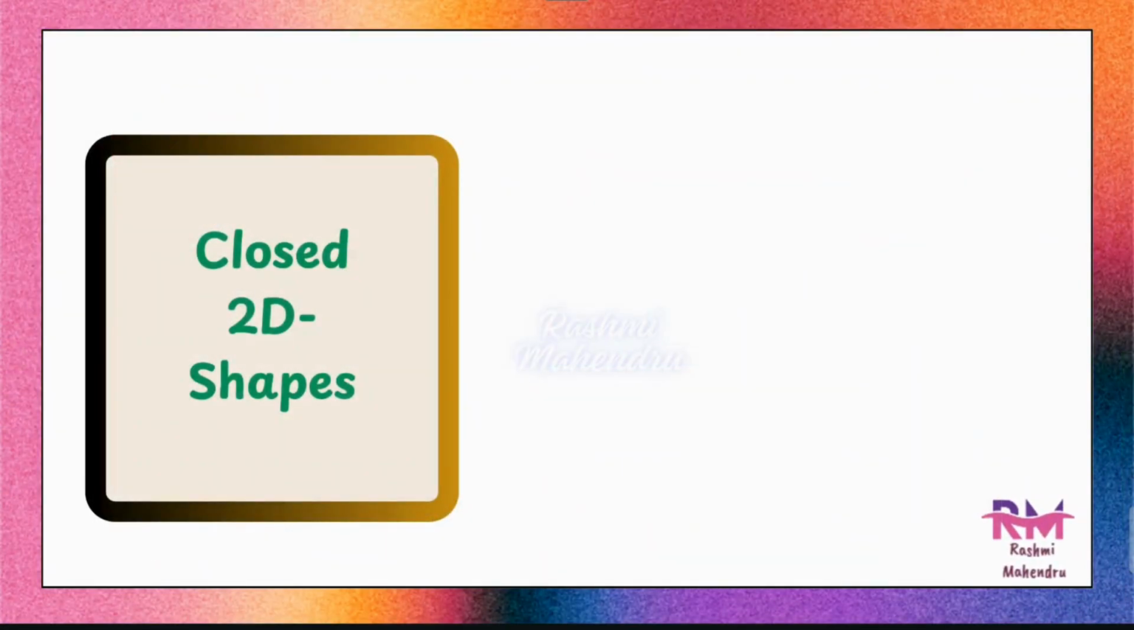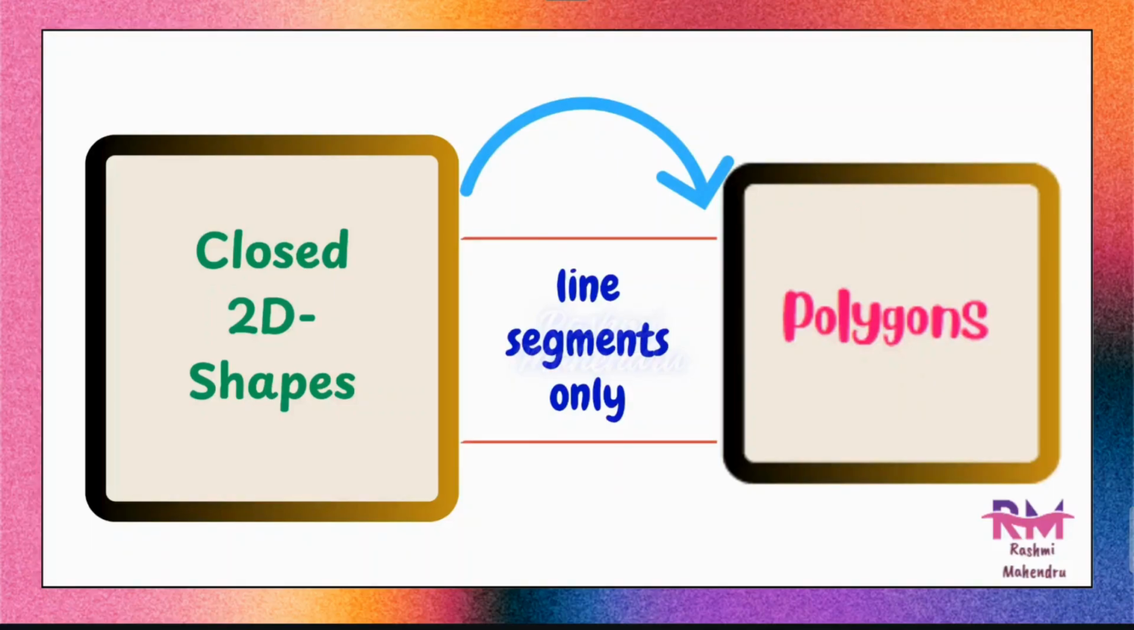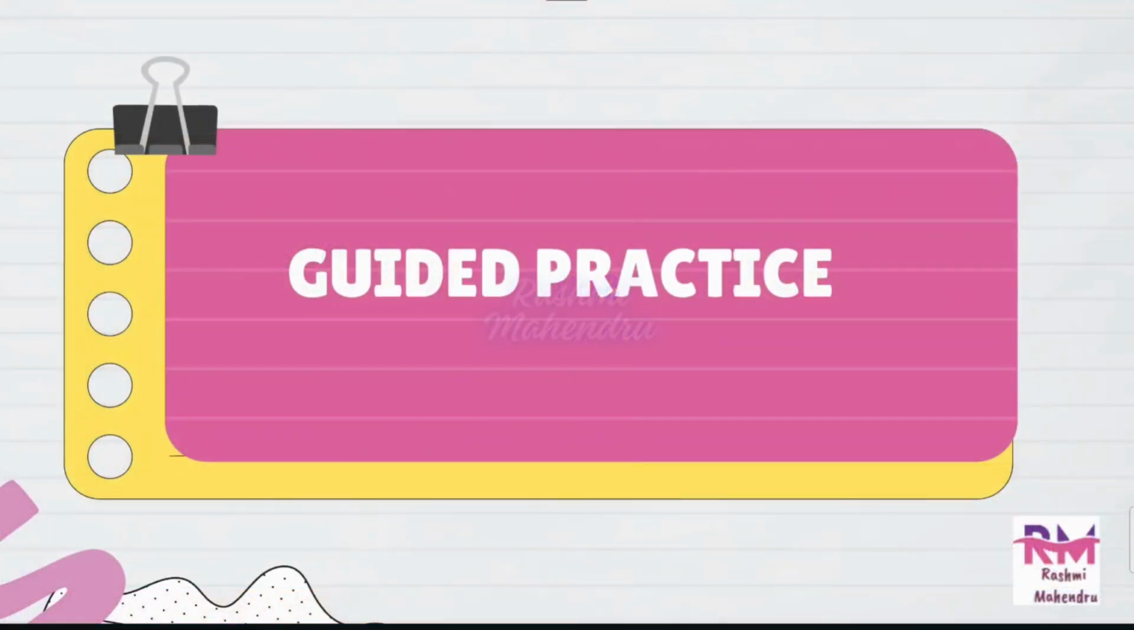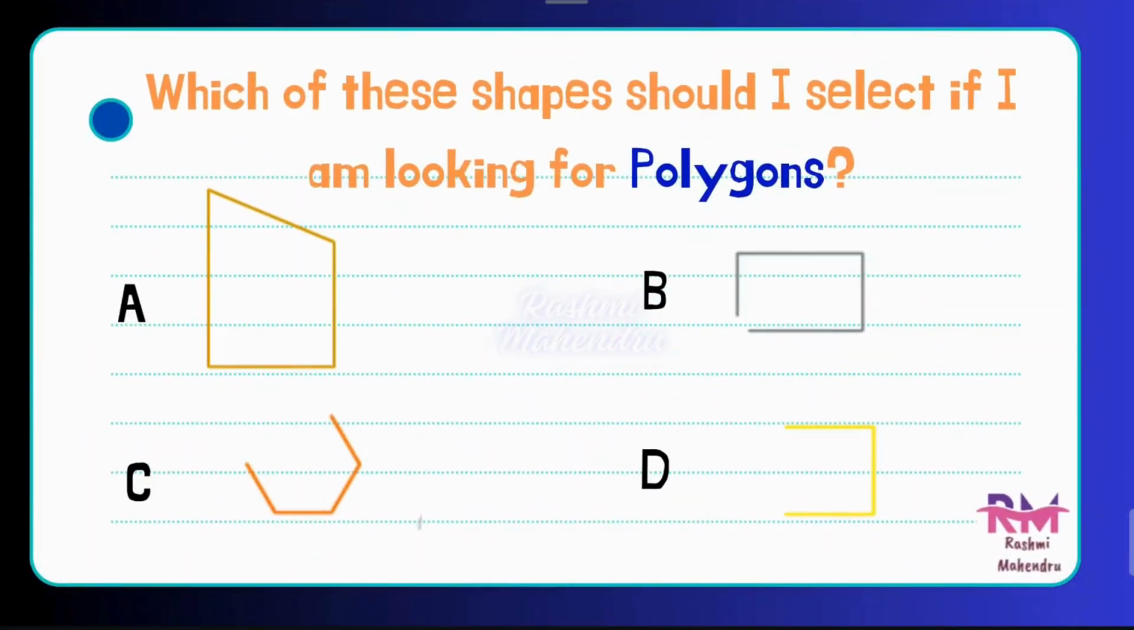Let's summarize. Closed two-dimensional shapes, when drawn using line segments only, form polygons. Now is the time for us to quickly practice together. Which of these shapes should I select if I am looking for polygons? Is it A, B, C or D?